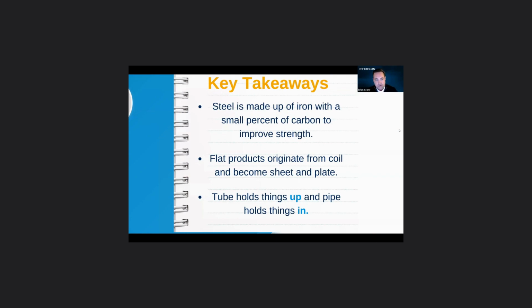Now that we've explored the world of carbon steel, from flat products, plate, a little bit of grade discussion, and a trip through the long products universe, what are some of the key takeaways? Steel is primarily made up of iron with a mix of other elements to make it strong, hard, flexible, whatever we may need. Flat products start as coil and become a sheet or plate. And tube holds things up, and pipe holds things in.